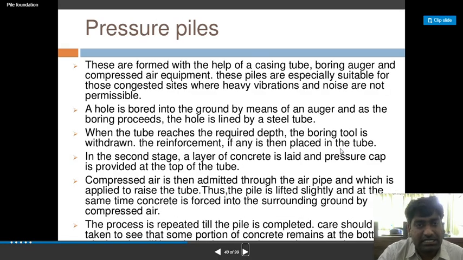These are pressure piles. These are formed with the help of a casing tube, boring auger and compressed air equipment. These piles are especially suitable for congested sites where heavy vibration and noise are not permissible. A hole is bored into the ground by means of an auger, and as the boring proceeds, the hole is lined by a steel tube. When the tube reaches the required depth, the boring tool is withdrawn. The reinforcement, if any, is then placed in the tube. In the second stage, a layer of concrete is laid and a pressure cap is provided at the top of the tube. Compressed air is then admitted through the air pipe, and this is applied to raise the tube.